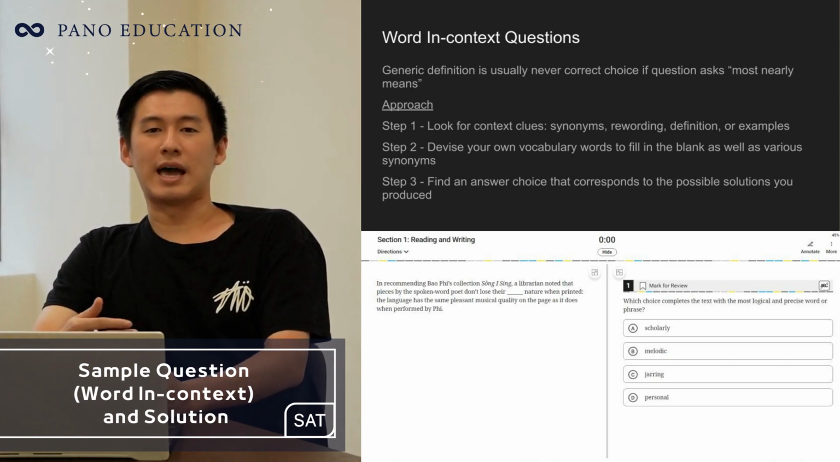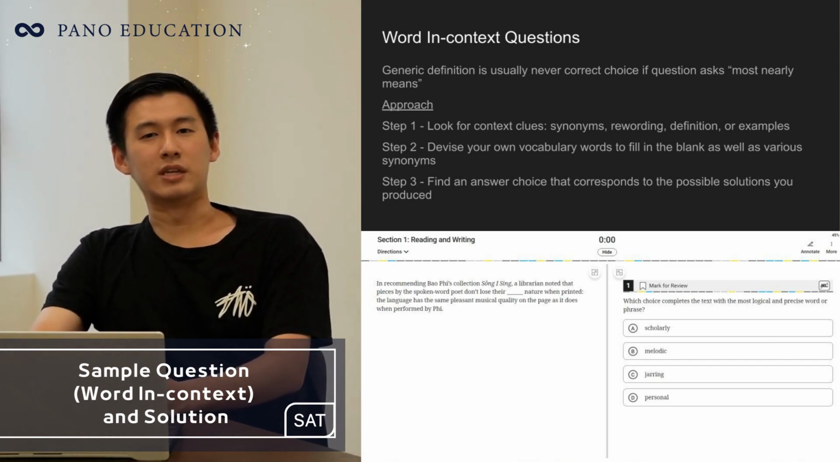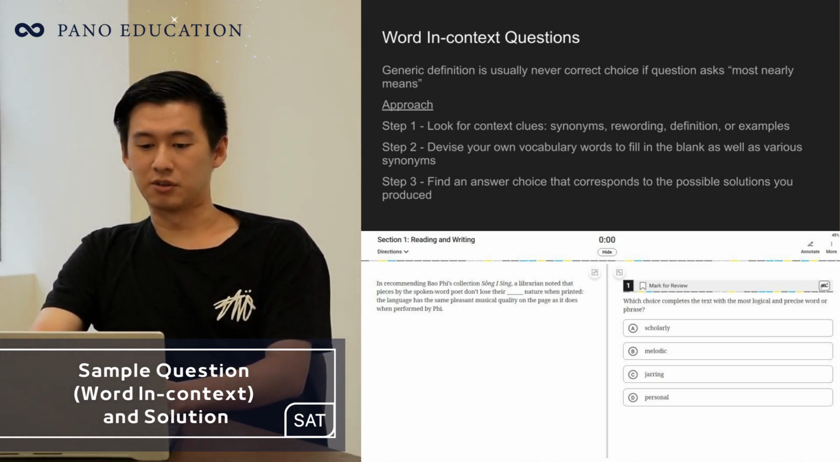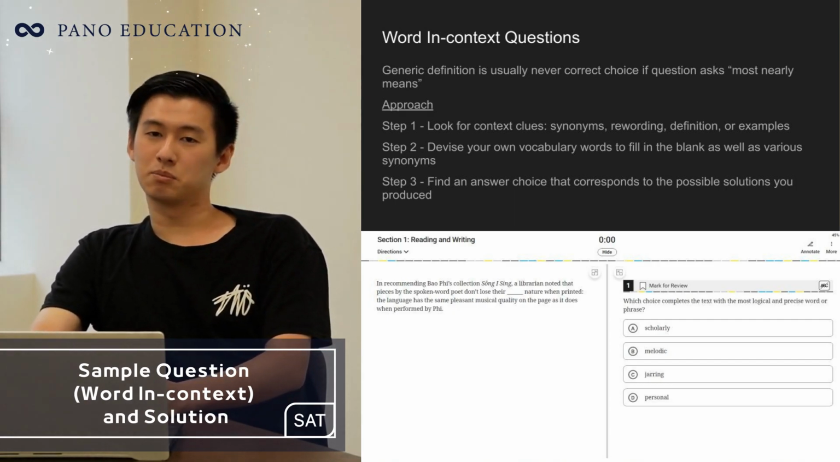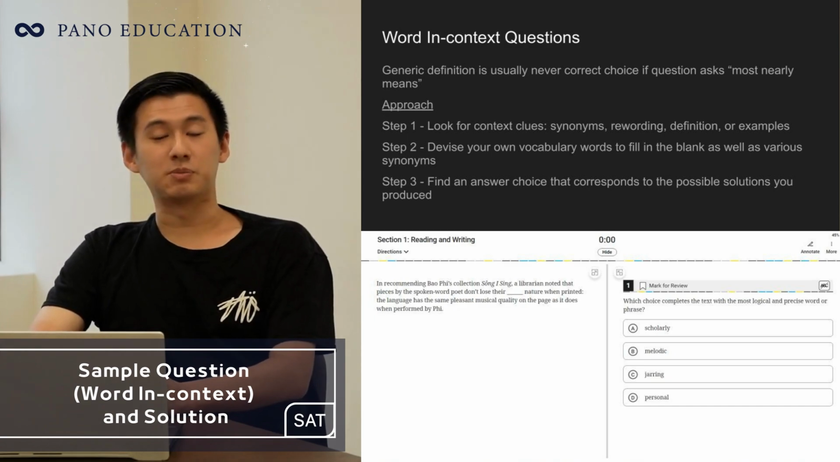There's nothing about academic related information here at all, right? We're talking about the musical quality. B, melodic. Probably a good fit. So let's keep this for now.